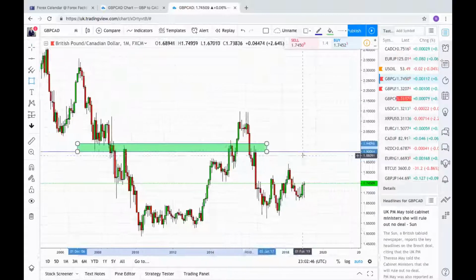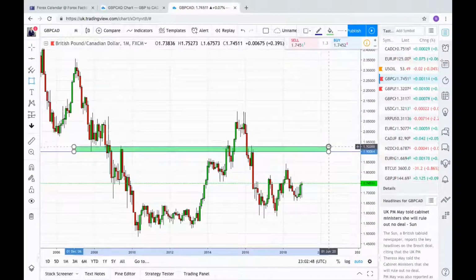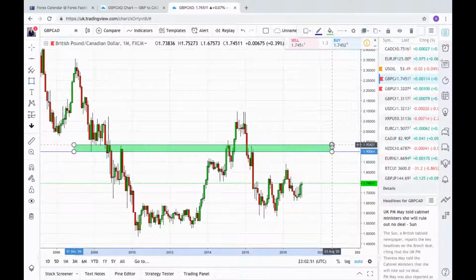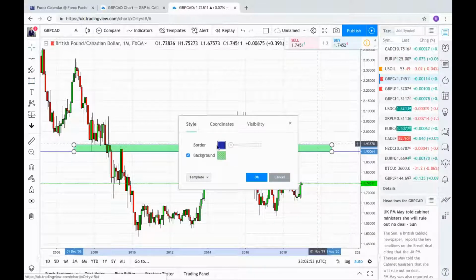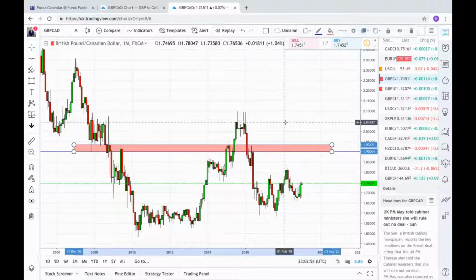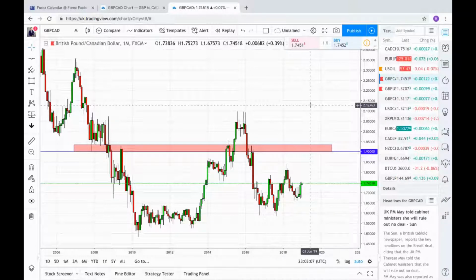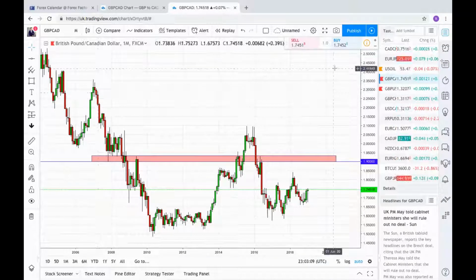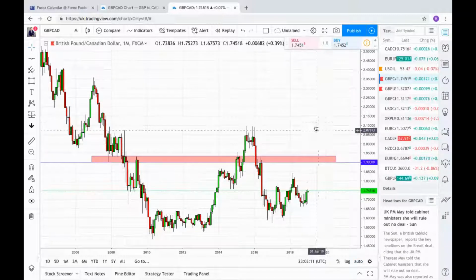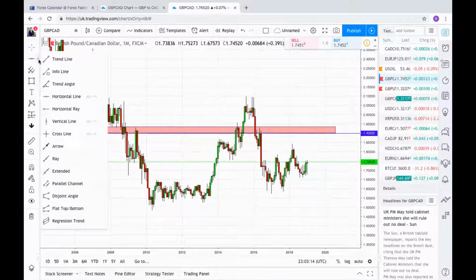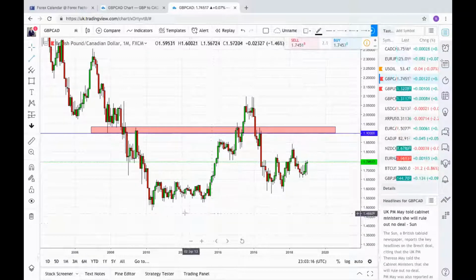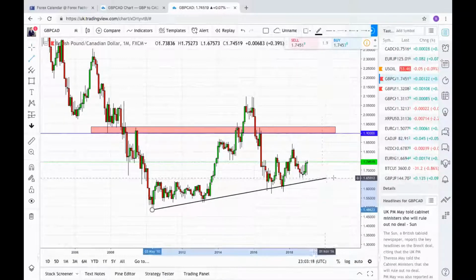For this example, I will be using red for my monthly areas of support. And guys, just please bear in mind, this is rough analysis. I'm just trying to make you understand things and provide you with a bit more clarity when it comes to multi-time frames. So again, we're on the monthly chart, trying to identify areas of support, potential resistance, and potential trend line.